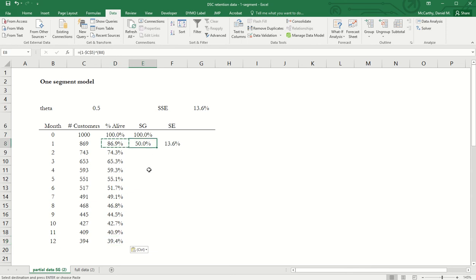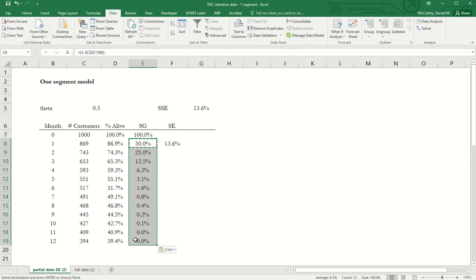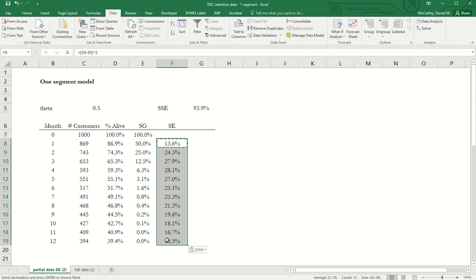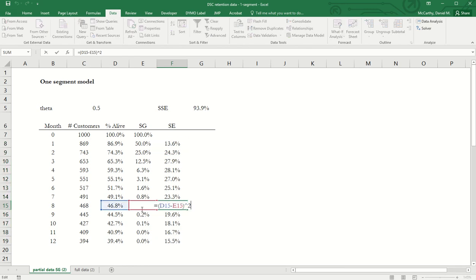The next thing that we want to get is our model-based expectation of the percent of the cohort that's still alive in those months. And then finally, we want to be able to find the best fit. We want to compare what we expect to what we actually observe. So column F represents the difference between the percent of the cohort we expect to be alive and the actual percent of the cohort that's alive. And we're going to square that so that all the values are positive.